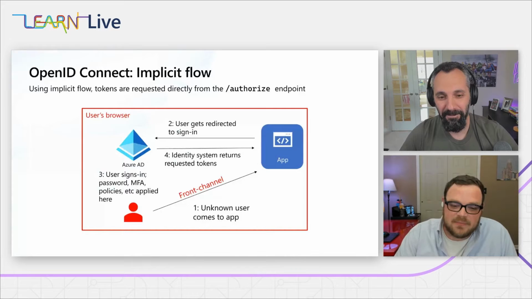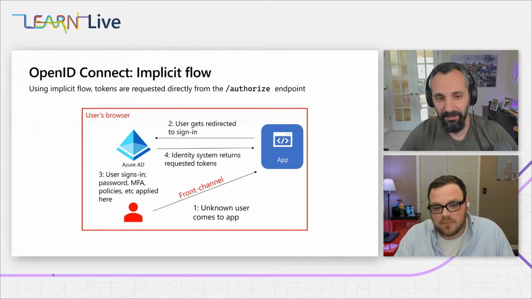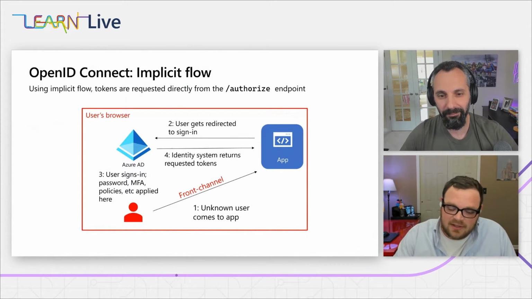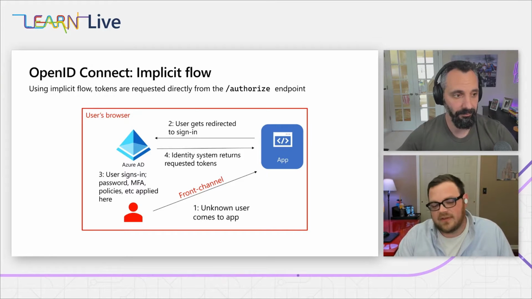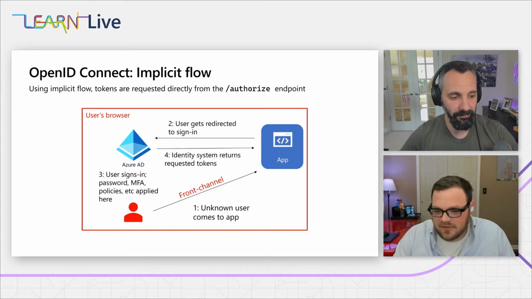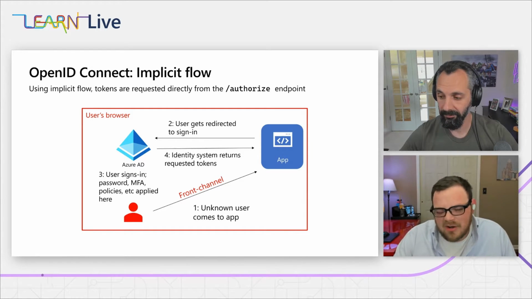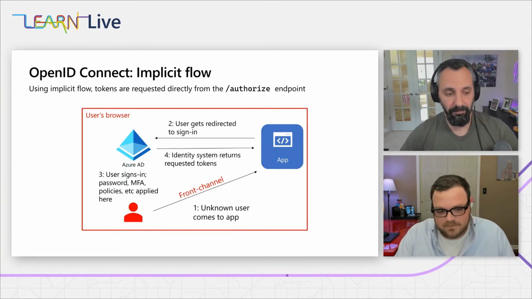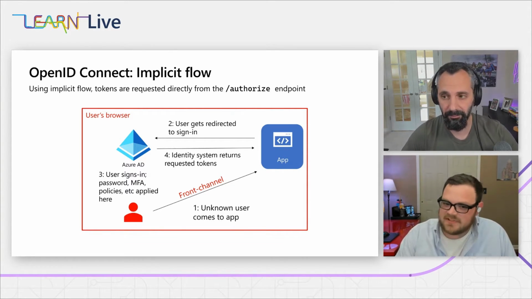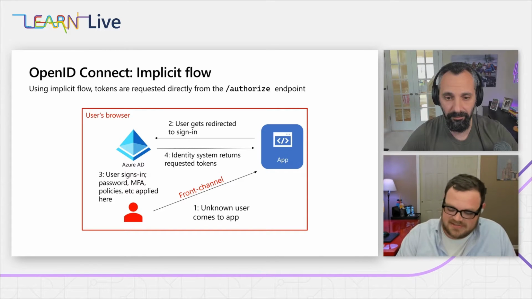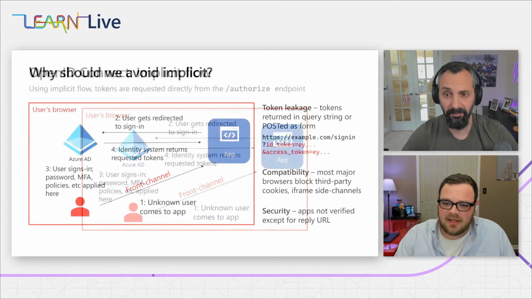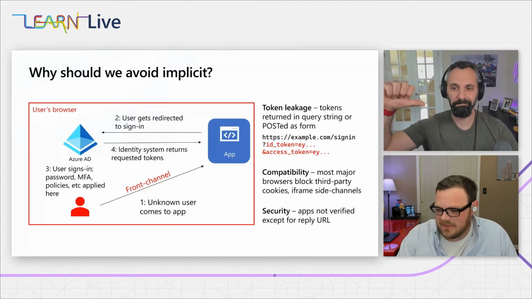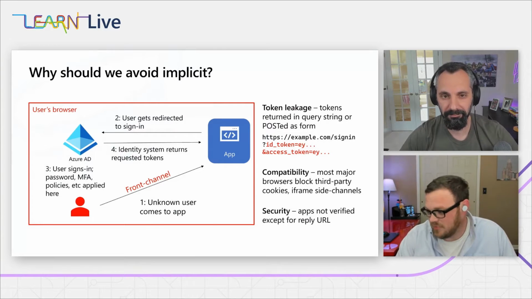So the implicit flow is what we've had for a really long time for browser-based apps. And the whole premise of implicit is that it is a two-step process where your user goes and they try to sign into your app. Your app says, hey, I don't know who you are, so I'm going to send you over to Azure AD or to some kind of identity system and say, hey, please log this user in. The problem with implicit is that the next step after the user signs in is that it sends them back directly to the application. And it sends it back with some data, typically in the query string as one example.